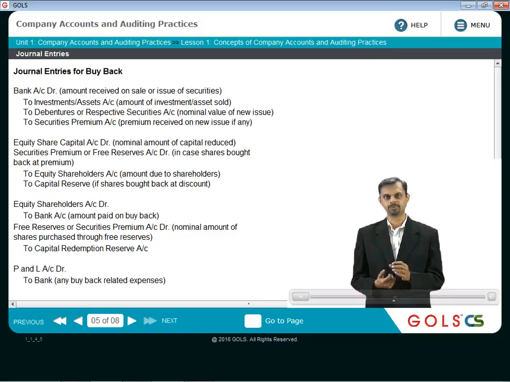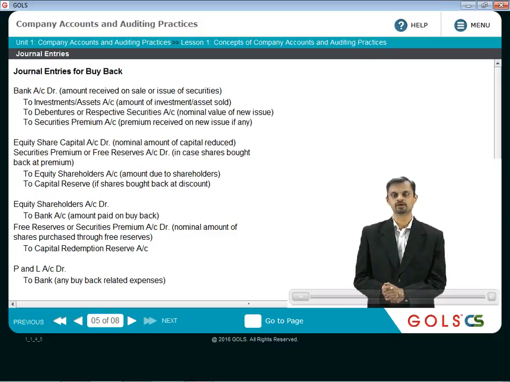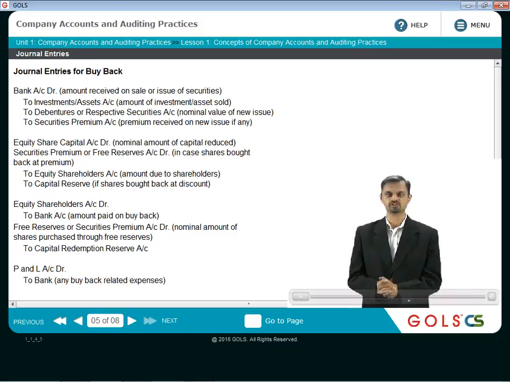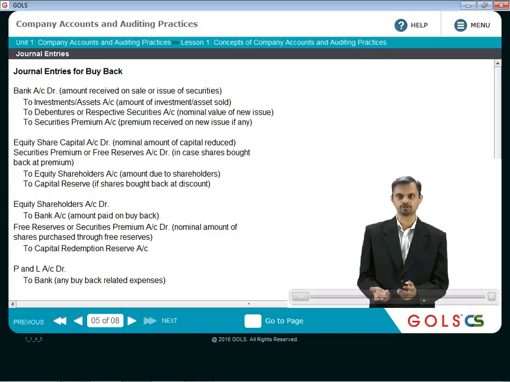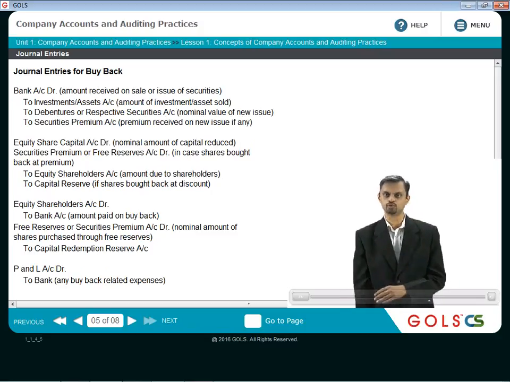So the premium paid, if the extra money is paid for buyback, then that can be adjusted against the free reserves or the securities premium. So that will be debited, to equity shareholders account to the extent of the money due to the equity shareholders, and to capital reserve account if the shares are bought back at discount. So if it is bought back at premium, then it will be adjusted against securities premium or free reserves. If it is bought back at discount, it is like a profit for the company. So that is why to capital reserve. So it will be either securities premium or to capital reserve.